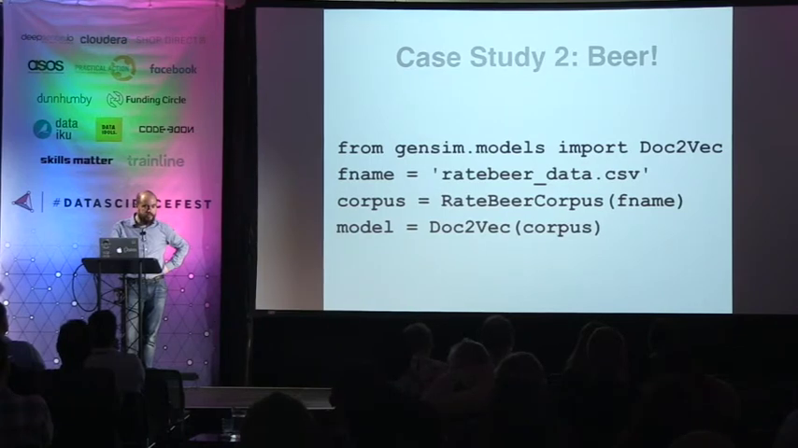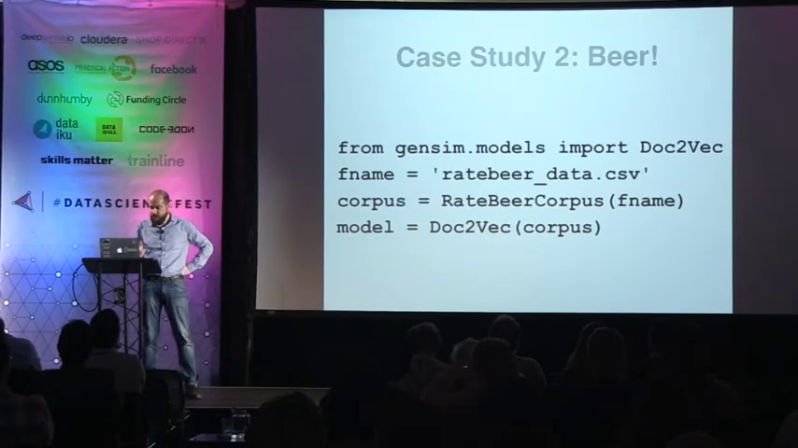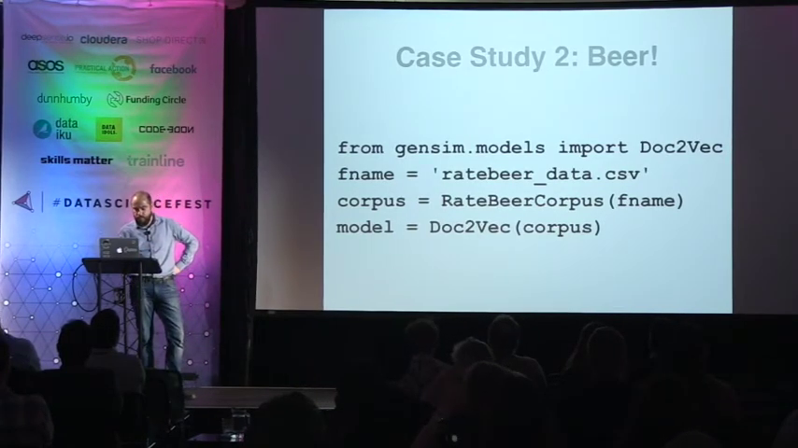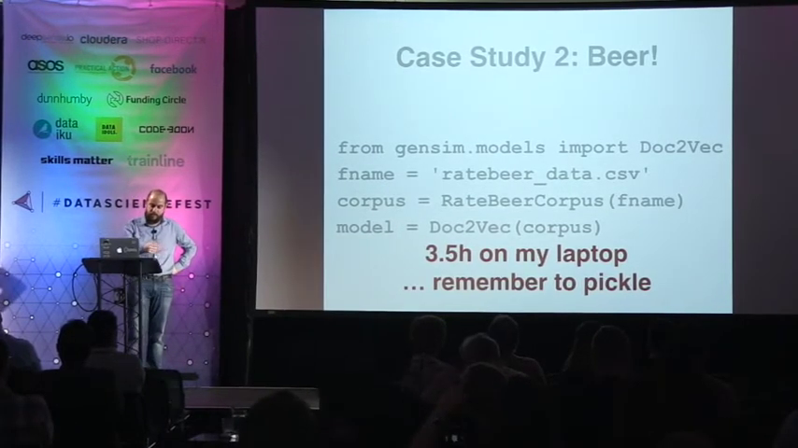Because doc2vec also requires the label to be there, the corpus reader will yield one review at a time together with the beer style. So the beer style is our sentence ID or document ID. And then again, you feed it to the doc2vec model. Now, this one was about 1 gigabyte of data.